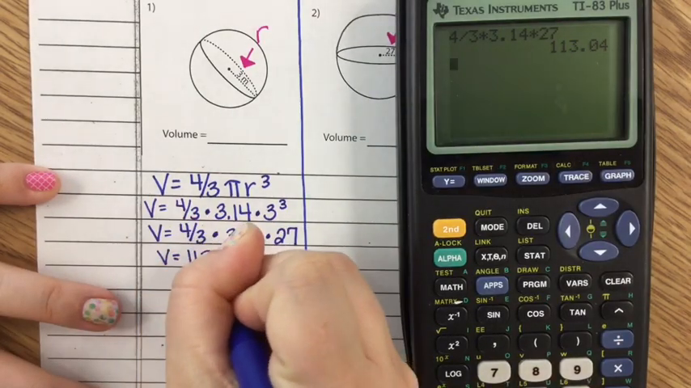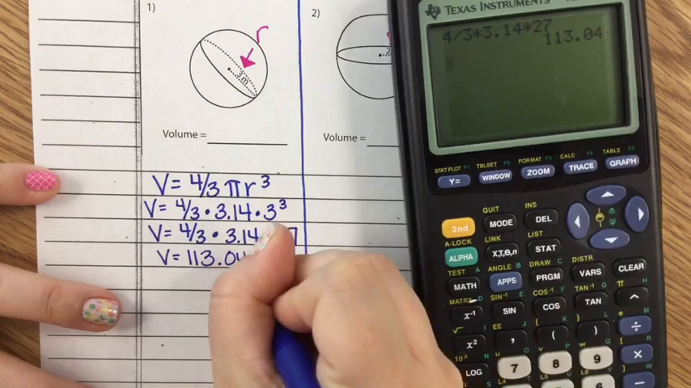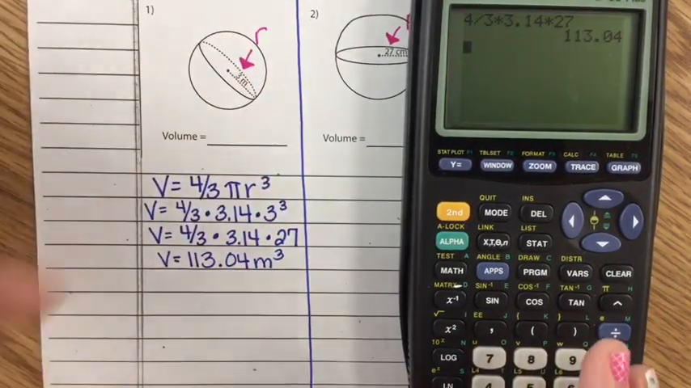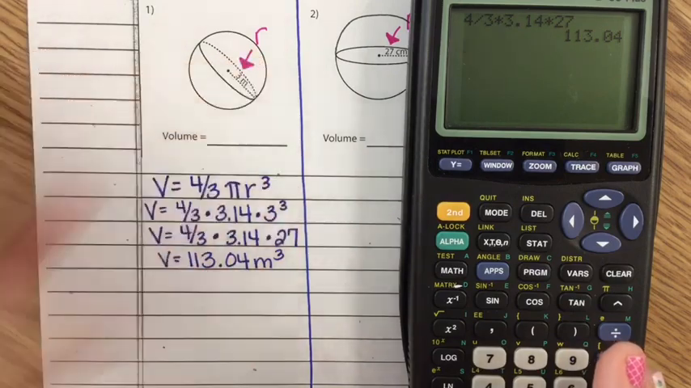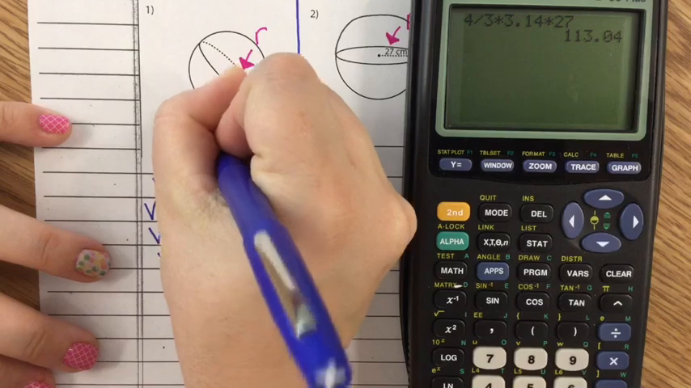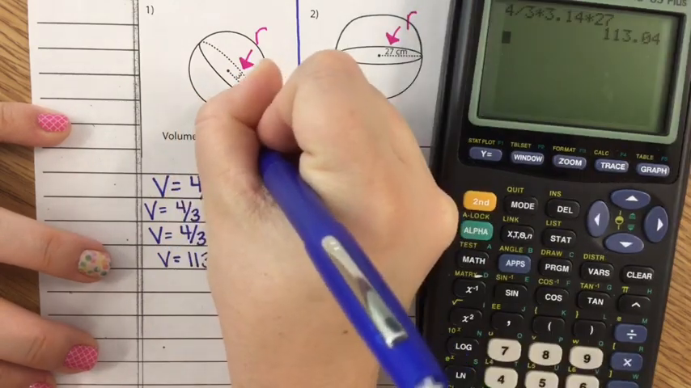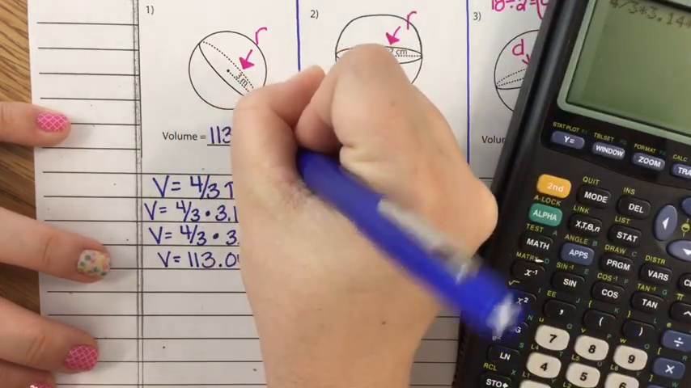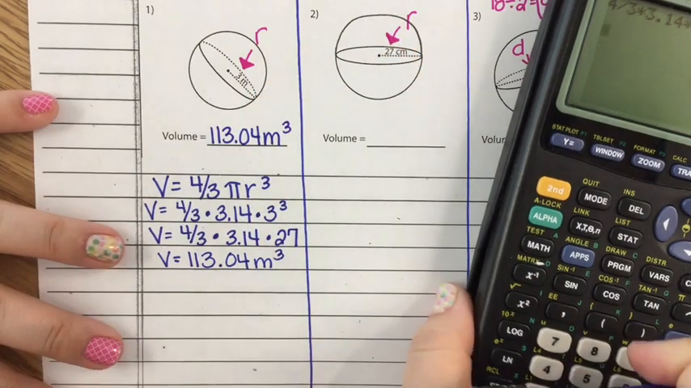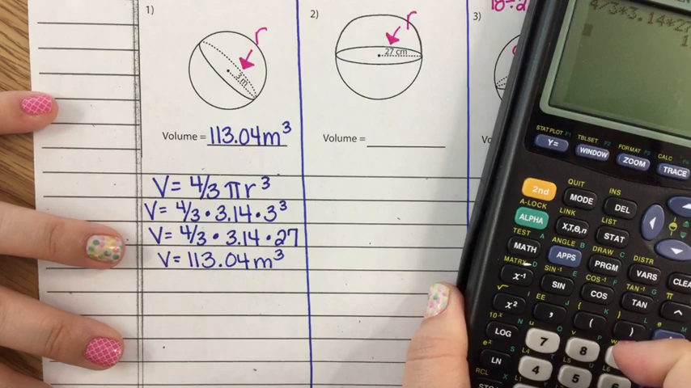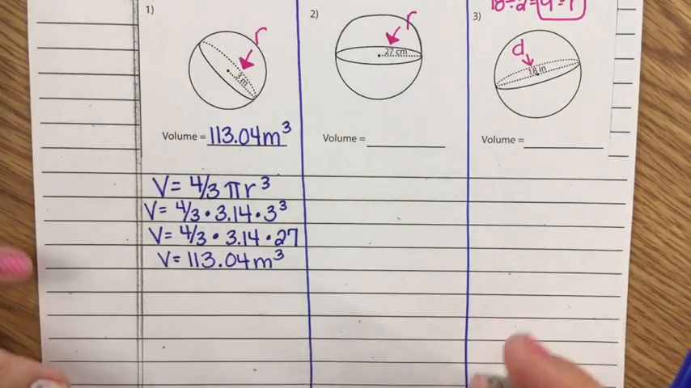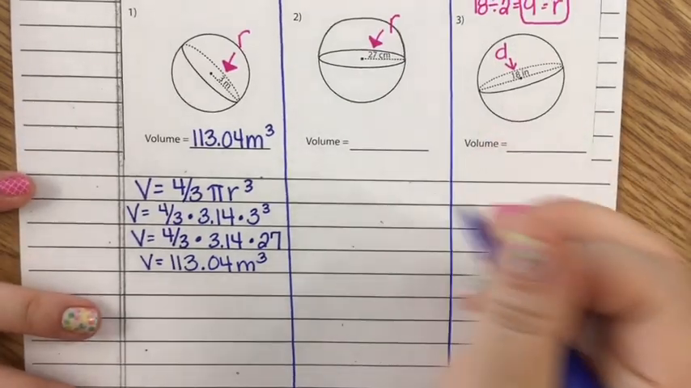So 113 and 4/100 meters cubed, because remember we used 3 measurements. We used radius, radius, radius. It's all radius, but it was used 3 times. So 113.04 meters cubed. Okay? I'm going to walk through the second one with you. Rewind if you need to. You know, rewind at your own pace. That's the nice part about these videos.